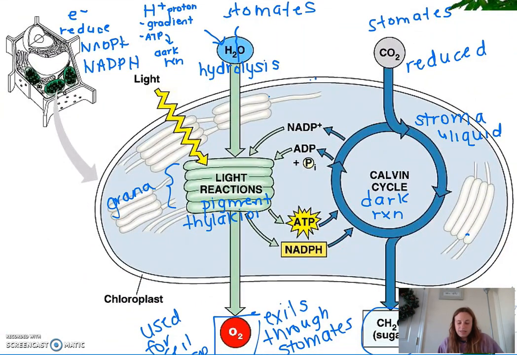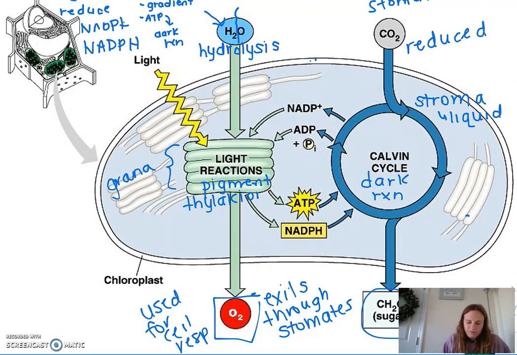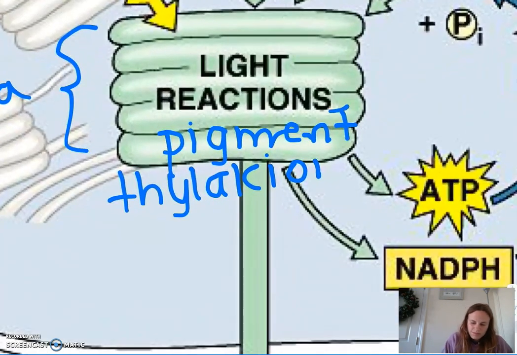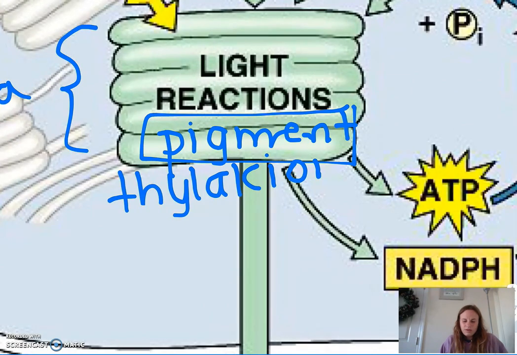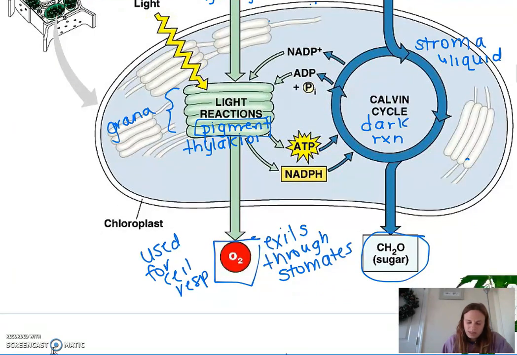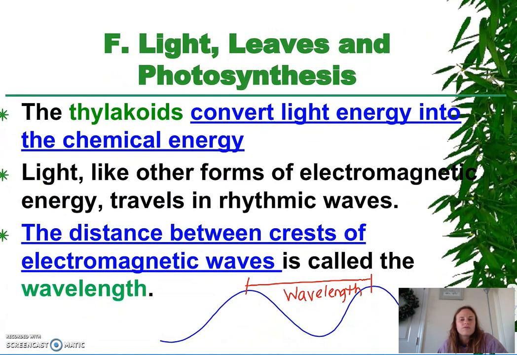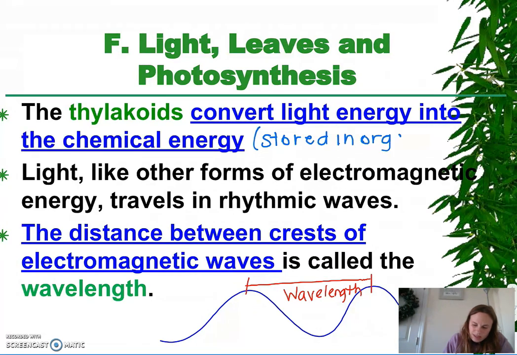Eventually, we'll get to the nitty-gritty regarding photosynthesis, but before we get there, I would like to focus on the pigments that are located in the thylakoid of the chloroplast, which is necessary for photosynthesis to occur. So the thylakoids are going to convert light energy into chemical energy. And by chemical energy, I'm talking about that energy that's stored in organic molecules. In this case, we're talking about sugar, specifically glucose.